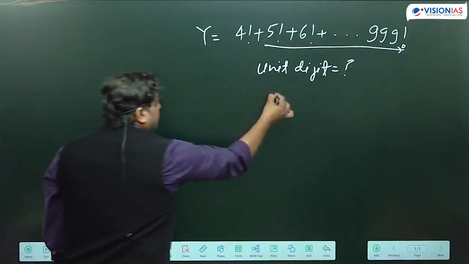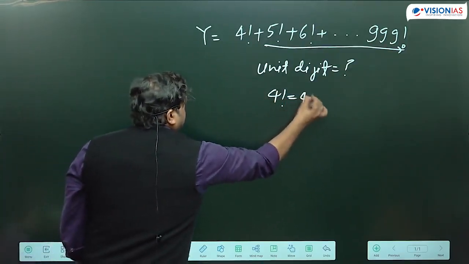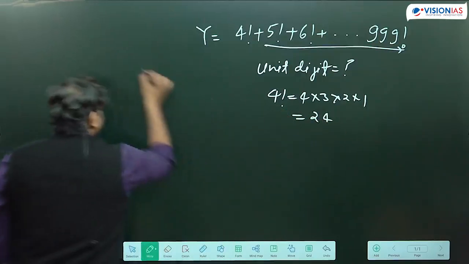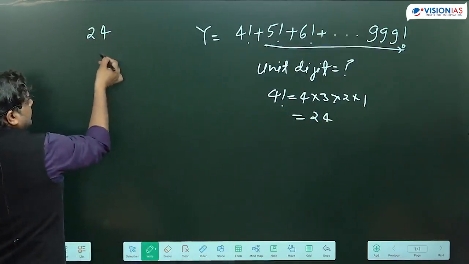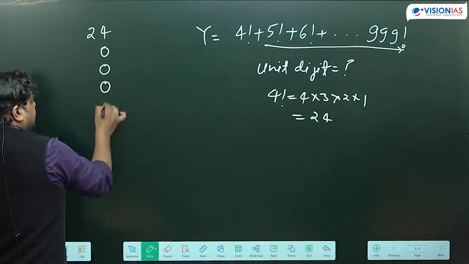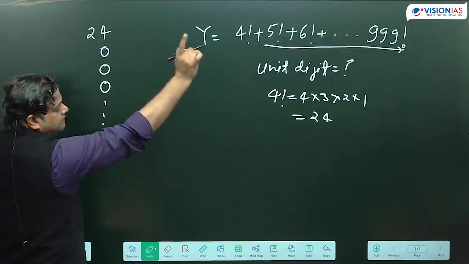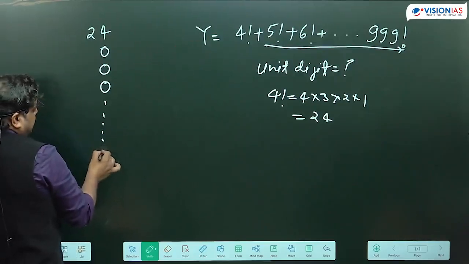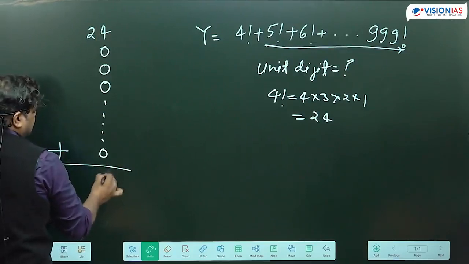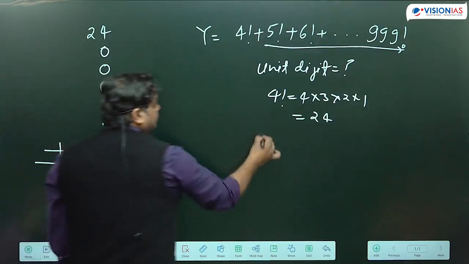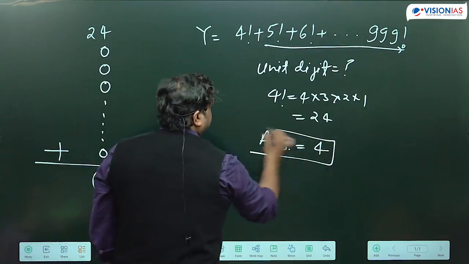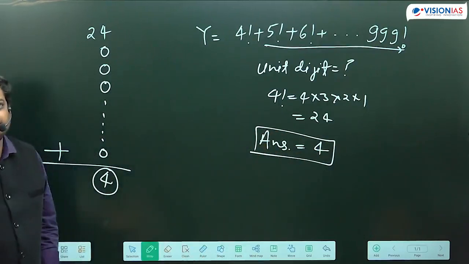4 factorial की वैल्यू 24. So we can simply add कि 24. Then 5 factorial में unit place पे 0, 6 में 0, 7 में 0, till every number में 99 factorial तक we'll get at unit place 0. If we add, answer आ गया 4. Answer is 4.